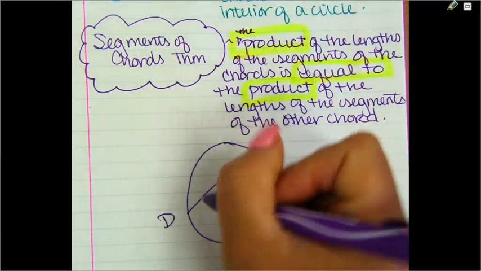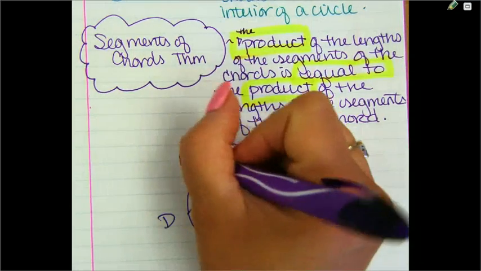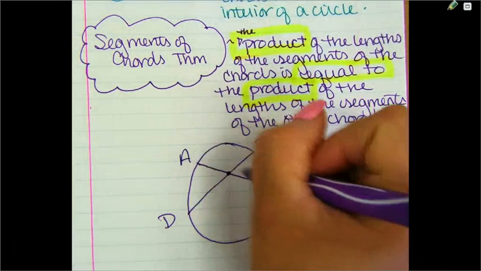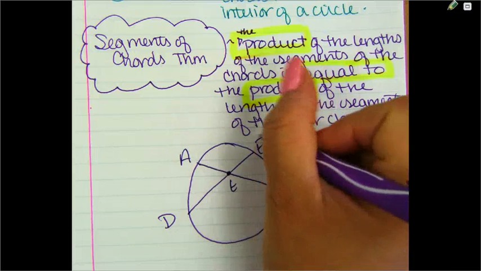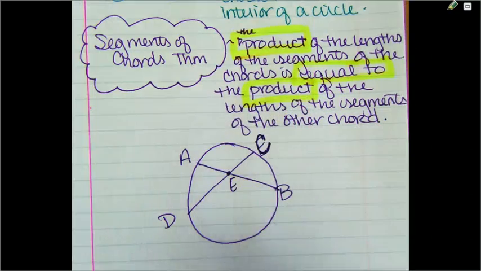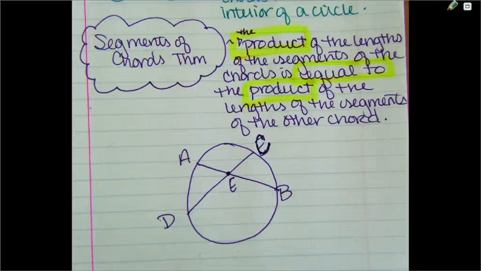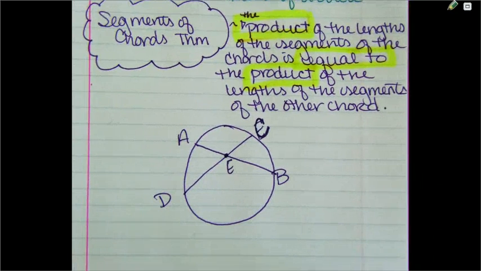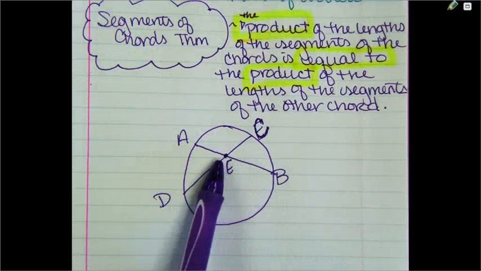Chord DC, chord AB, intersecting at point E. Is E the center? No. Can it be the center? If my chords intersect in the center, it could be, right? Then what are those chords called? They're going through the center, they're diameters. But this doesn't say it has to be a diameter. It just says any two chords can be crossing in the circle. So they're intersecting in the circle at point E.